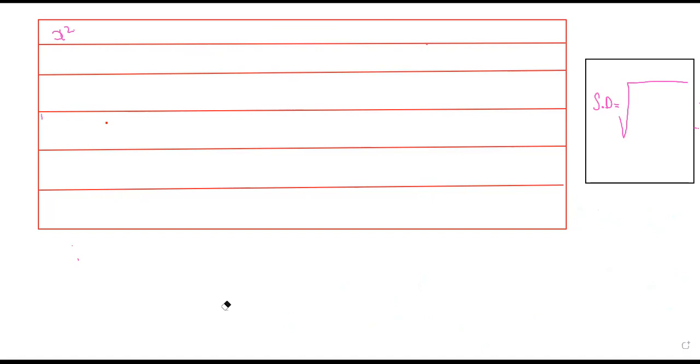Okay, let's write down the question first. So this time around, you would have X, that is 0, 1, 2, 3, and 4. And the other thing would not be frequency, it would be the probability. Okay. So probability of getting 0 is 0.1. Probability of getting 1 is 0.1. Probability of getting 2 is K. Probability of getting 3 is 0.3 and probability of getting 4 is 0.2.